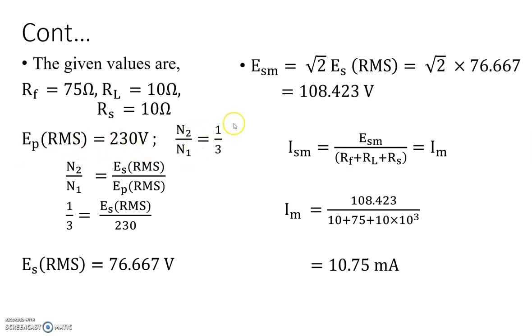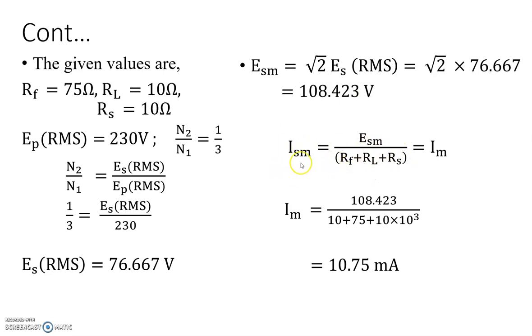So N2 by N1 is 1 by 3. Just substitute this in the equation and find out the ESRMS. Then just find out the ESM, that is root 2 into ESRMS. So you find the ESM, that is 108.423 volts.